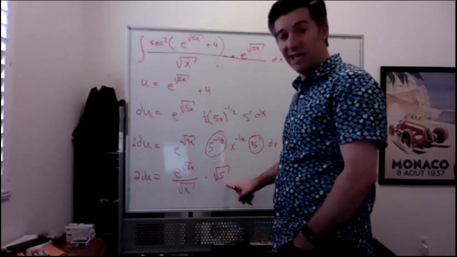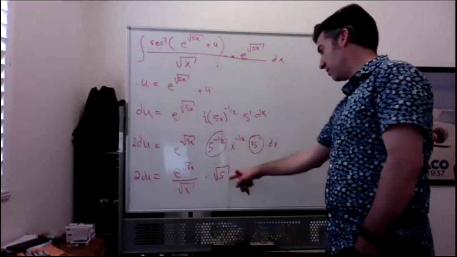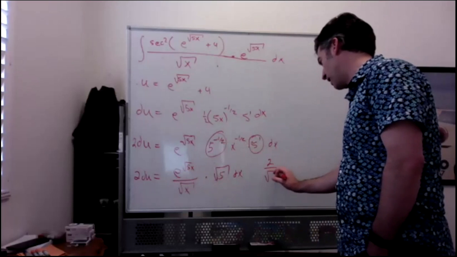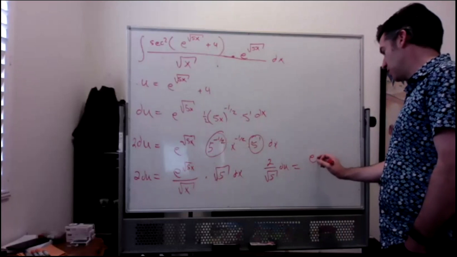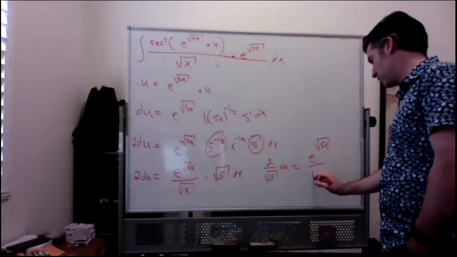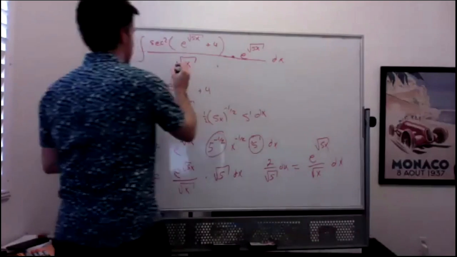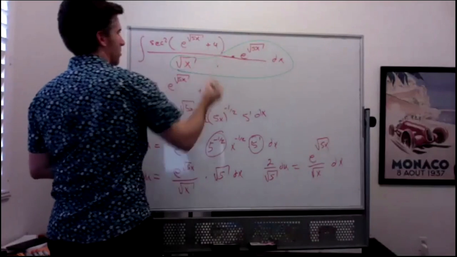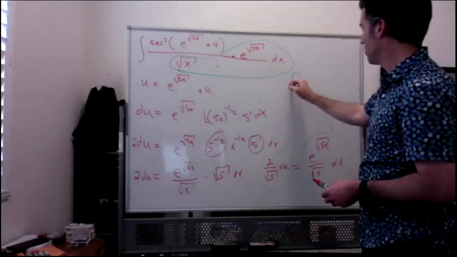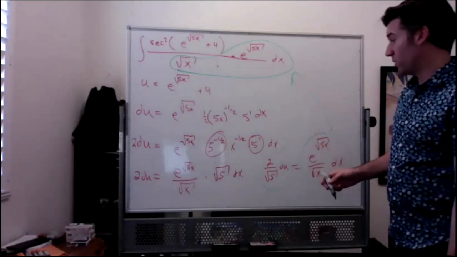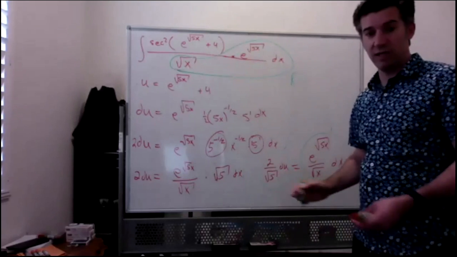I don't really want that either. So what I'm going to say, and don't forget the dx, is I'm going to divide by that as well. So 2 over root 5 du is equal to e to the square root of 5x over the square root of x dx. So here's what we're doing. We are replacing all of this garbage with 2 over square root of 5 du.